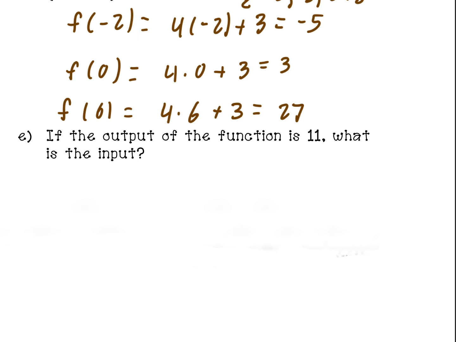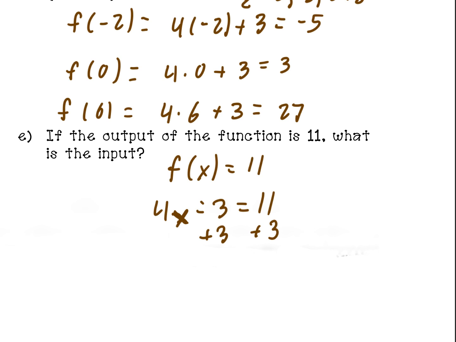Let's look at the output of 11 and find the input. If f of x equals 11, then that means that 4x plus 3 is equal to 11. Notice how, unlike last time where we were finding our f of x, this time we're finding x. So all we have to do is solve. This is a two-step equation, so you should remember this from 7th grade. First, we subtract 3 from both sides, and we are left with 4x equals 8.